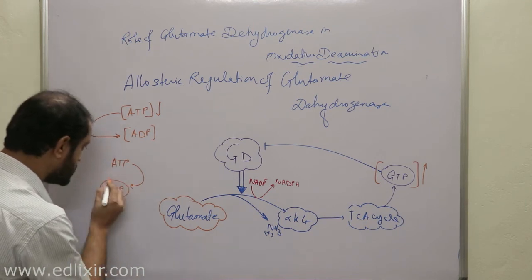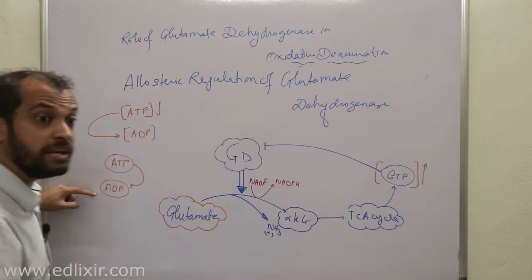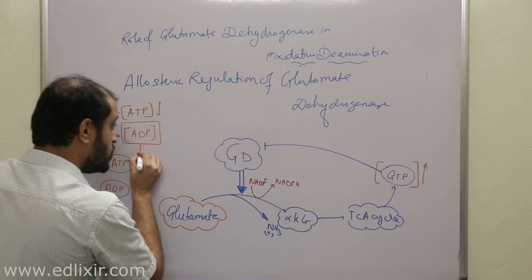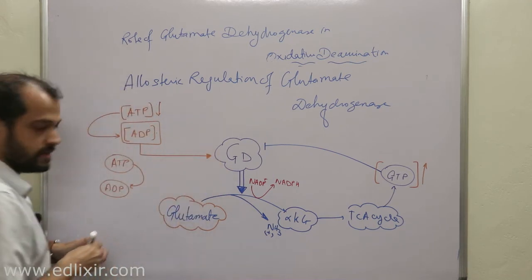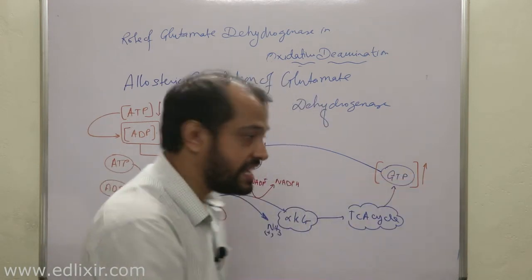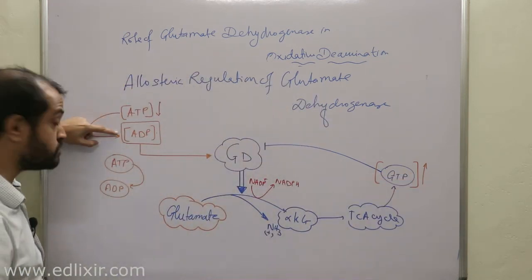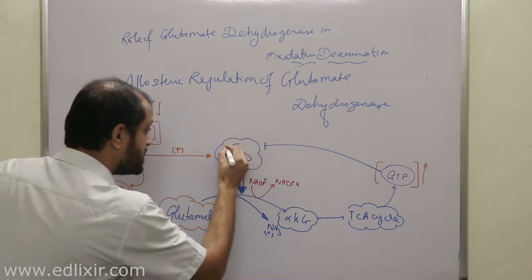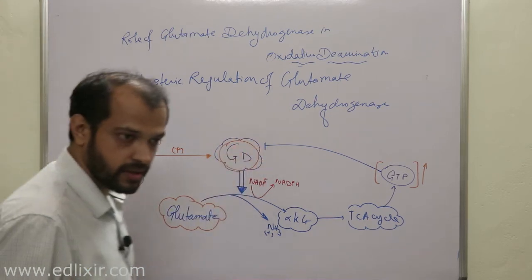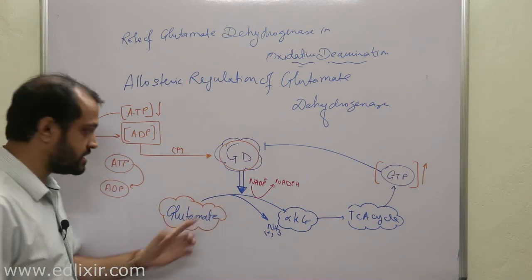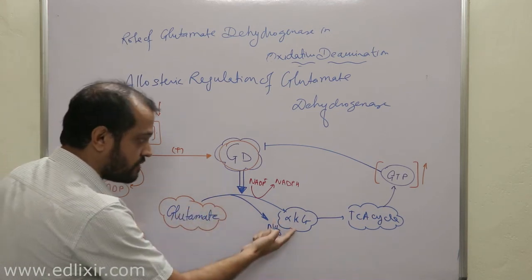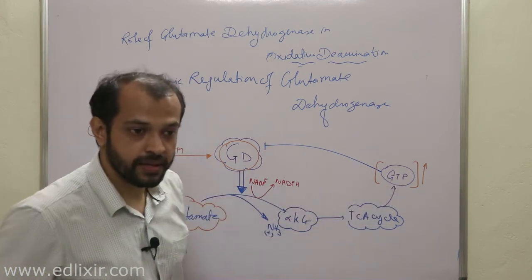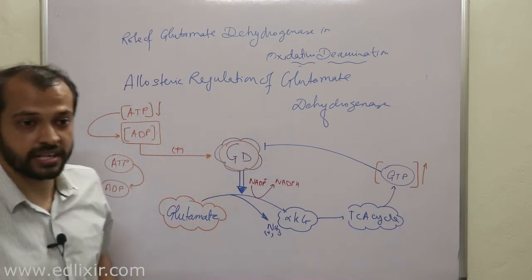Now, an important point you need to understand here is that when ATP is converted into ADP, the intracellular concentration of ADP will activate glutamate dehydrogenase. That means whenever the cellular energy levels are low, ADP is more than ATP, and this ADP activates glutamate dehydrogenase. And when glutamate dehydrogenase is activated, amino acids are converted into alpha ketoglutarate, where they can enter the TCA cycle, and GTP is produced further, and then it can inhibit. This is how the allosteric regulation of glutamate dehydrogenase occurs.